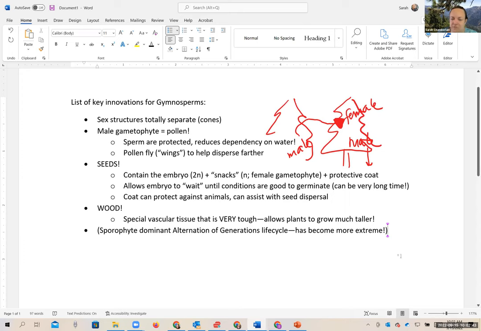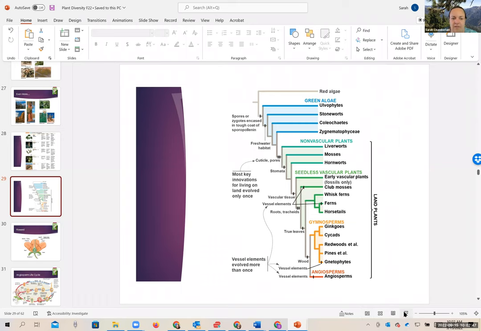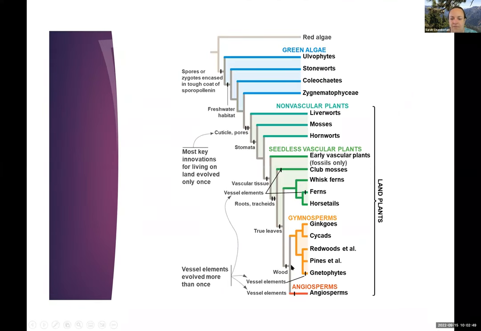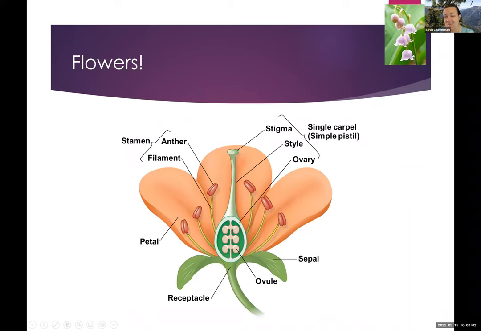Okay. So let's come back to this for a minute. They only list wood. How could they only list wood? I guess seeds is a given, but how could you only list wood? Okay. All right. So our last group of plants.